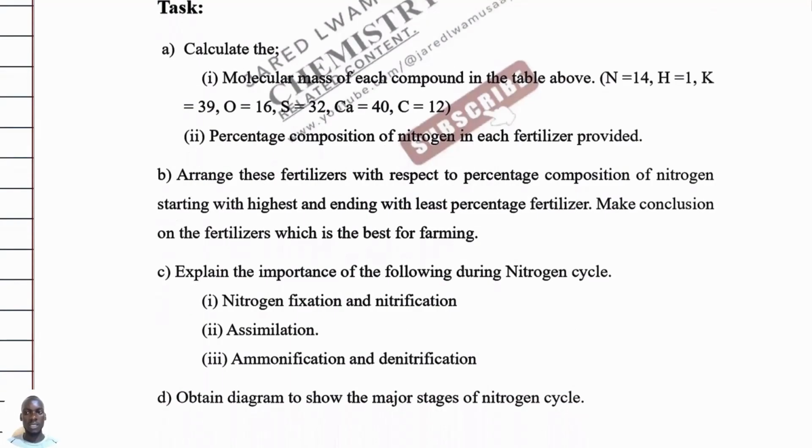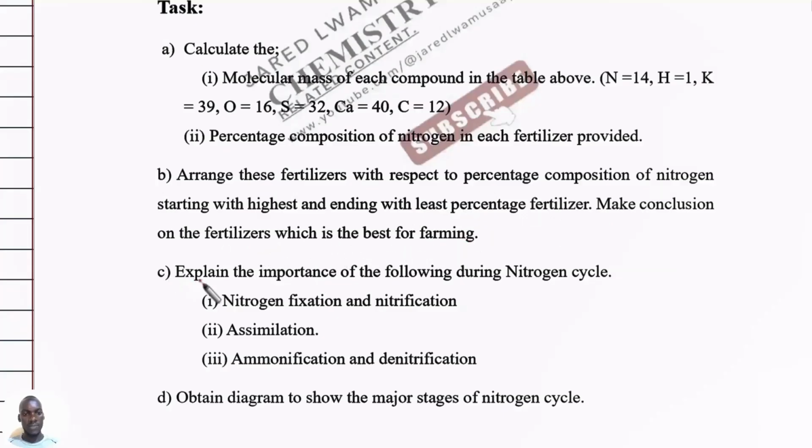We have the task, part A up to part D. Part A reads, calculate the molecular mass of each compound in the table above, and we've been given the RAM of the elements. Then Roman number 2, calculate the percentage composition of nitrogen in each fertilizer provided. That means up there we've been given fertilizers. Then part B, arrange these fertilizers with respect to percentage compositions of nitrogen, starting with the highest and ending with the least percentage. Make a conclusion on the fertilizer which is best for farming.